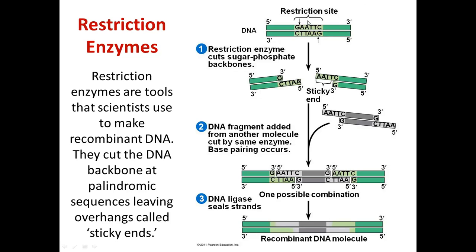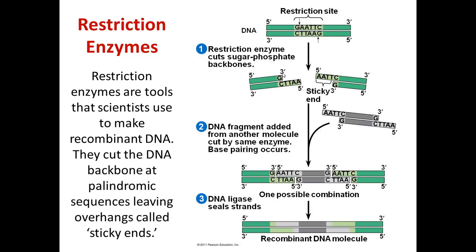So here you see an example of a palindromic sequence: GAATTC, and then if we look at the opposite strand, GAATTC. So a palindromic sequence in the DNA is a sequence that reads the same in opposite directions on the template strand and the complementary strand. Restriction enzymes recognize these palindromic sites, and these palindromic sites are then cut by the restriction enzyme.